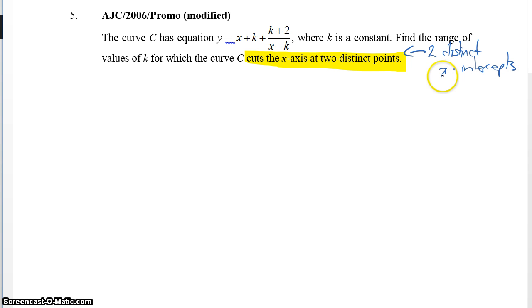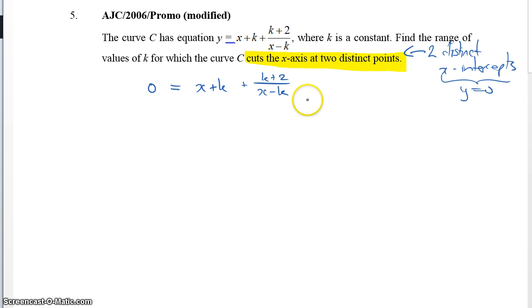But how do I find an x-intercept? Well, I set y equal to 0, right? So if I set y equal to 0, I want this equation to have two solutions. In other words, I want 0 = x + k + (k + 2)/(x - k) to have two real roots. So I'm going to find the range of values for k for which this has two real roots.